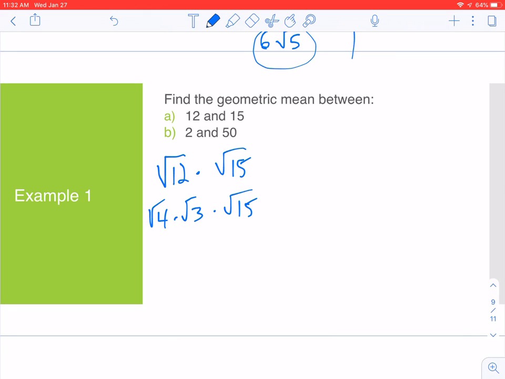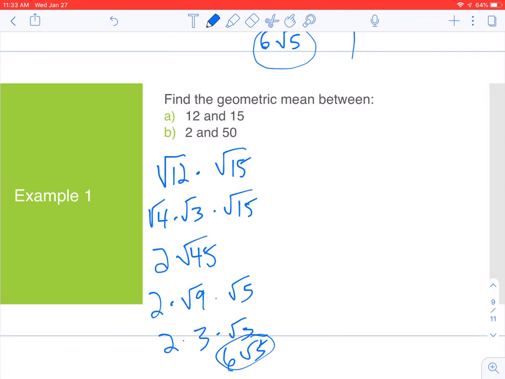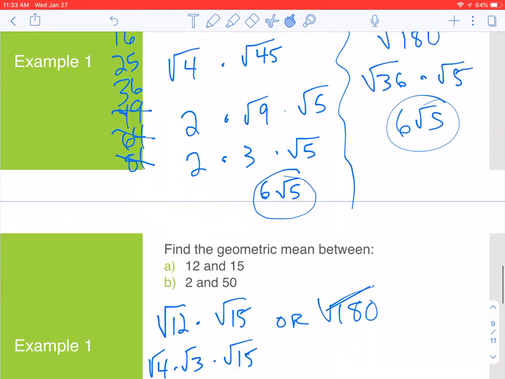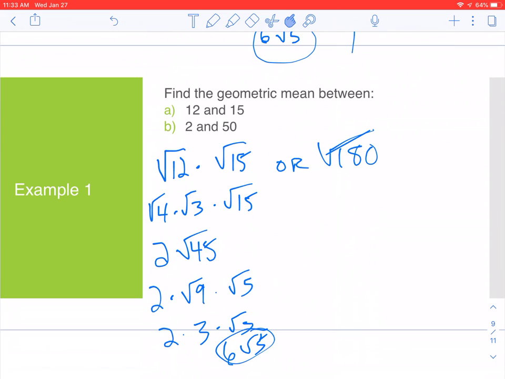Okay, so here's where it gets a little tricky. Now I do 2 times root 45. But we know that root 45 breaks into root 9, root 5. So I get 2 times 3 times root 5. 6 root 5, or 12 times 15, we're going to find out is 180, and we're going to do the same thing that we just did up there. All right, so 6 root 5.